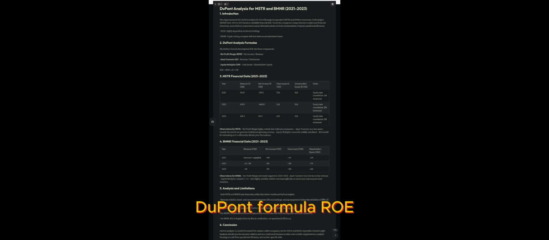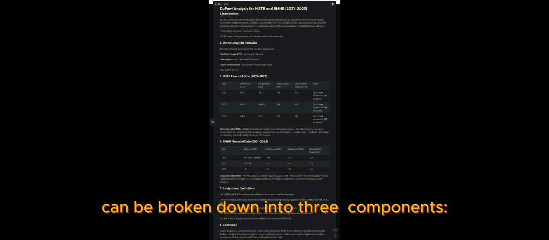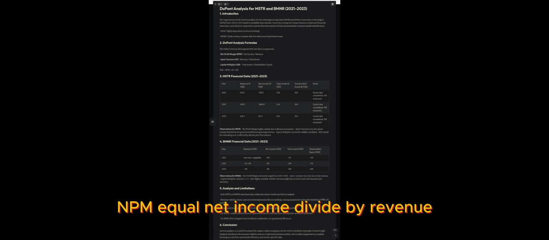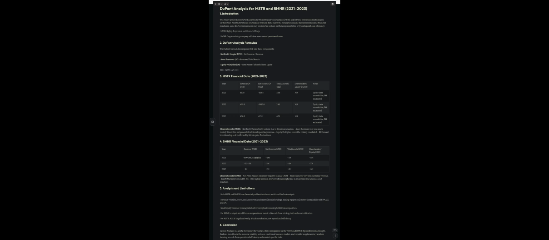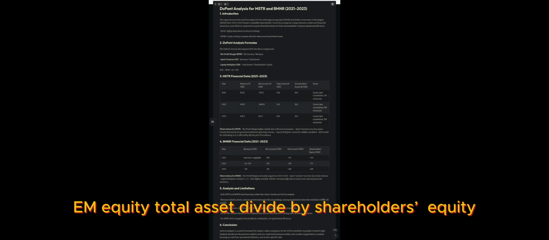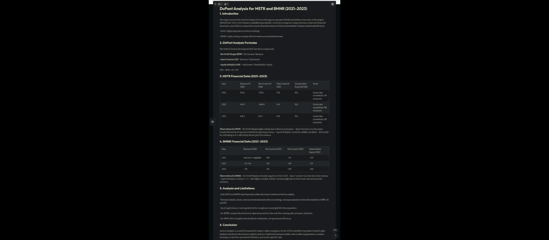ROE formula: ROE can be broken down into three components. NPM equals net income divided by revenue. AT equals revenue divided by total assets. EM equals total assets divided by shareholder equity. ROE equals NPM multiplied by AT multiplied by EM.